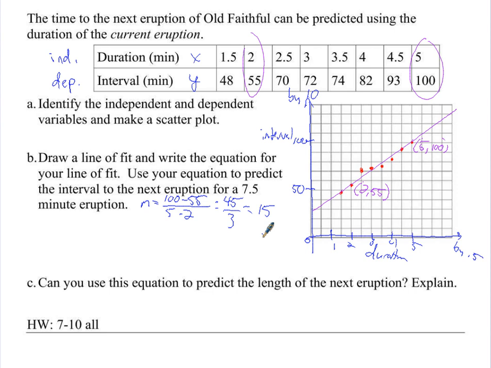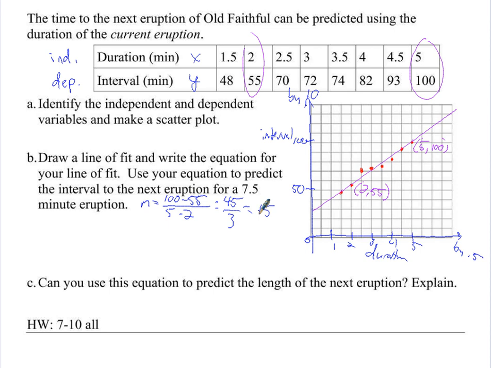The y value is the amount of time until the next interval. The x value was the duration, how long it erupted for. So what this means is for every minute, this is 15 over 1, for every minute that Old Faithful erupts, 15 minutes will go by until the next eruption. Okay? That's what that slope means.